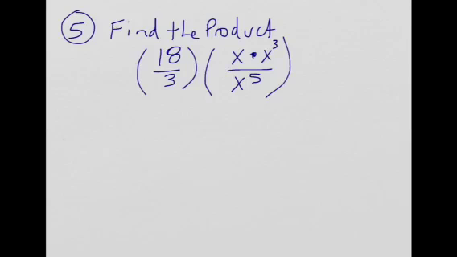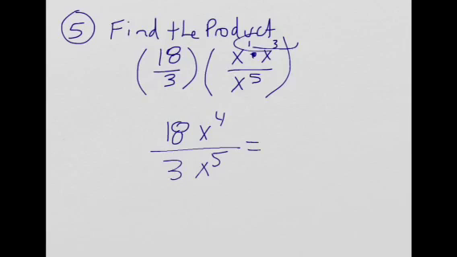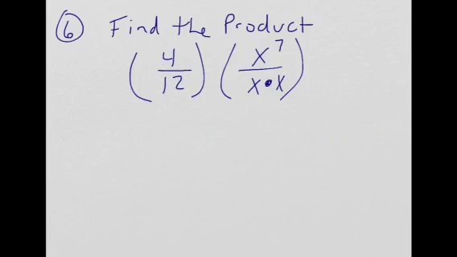This time we're going to find the product, so we're going to simplify each fraction by multiplying straight across. So this is going to be 18x to the 4th because we have a 1 here, and we add the exponents when we multiply, over 3x to the 5th. And then we do 3 goes into 18 6 times. And where do I have more x's? I have them on the bottom. And how many more do I have? I have 1. So it's going to be 6 over x.